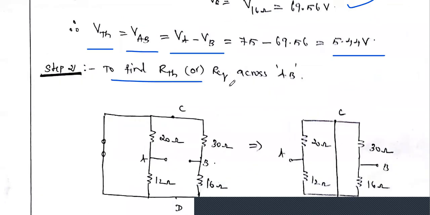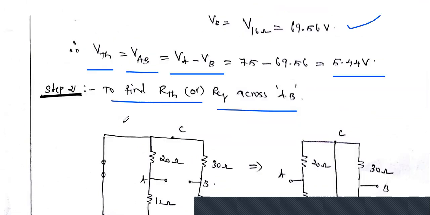And in the third step, we have to find RTH. What is RTH? It is the Thevenin's equivalent resistance across terminals A and B. Already you know that while calculating the Thevenin's equivalent resistance, all voltage sources and current sources have to be deactivated. If it is a voltage source, we short circuit it. If current sources are available, we open circuit them.